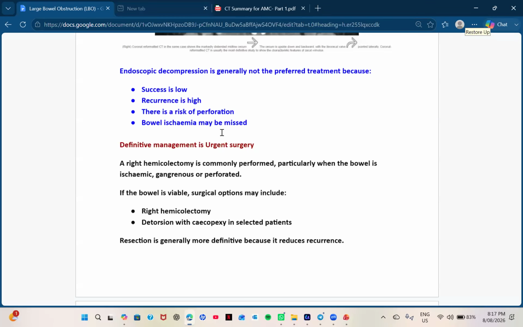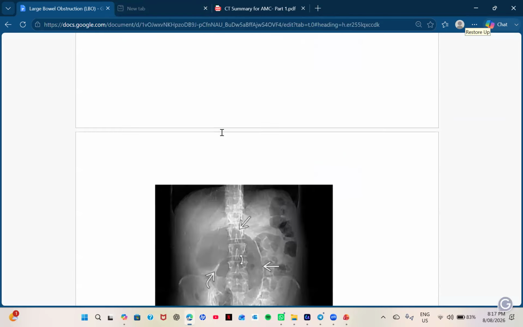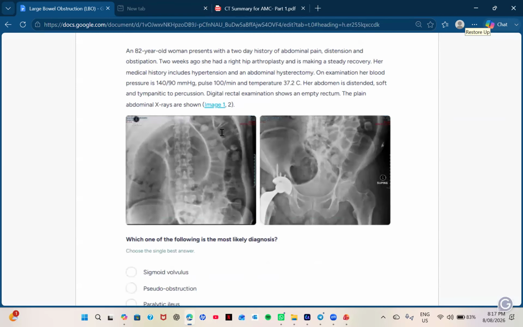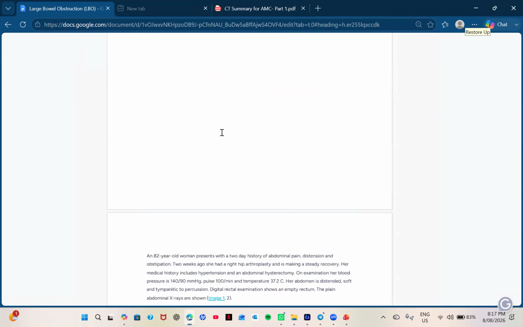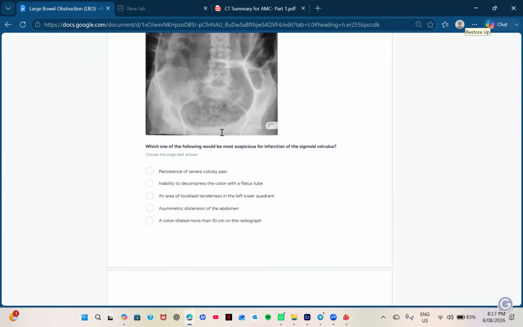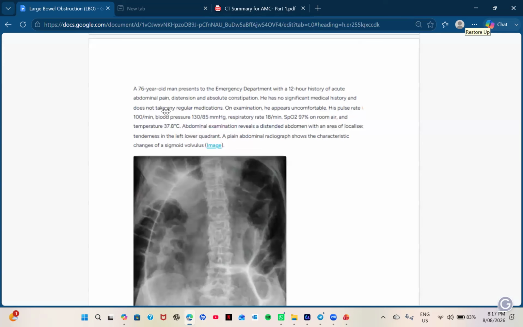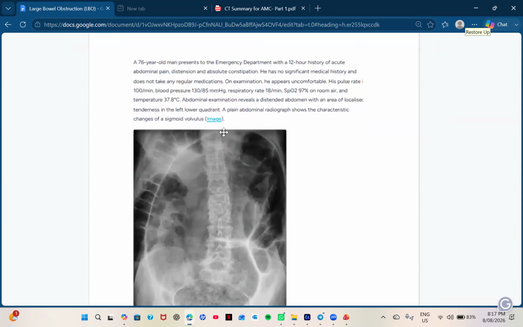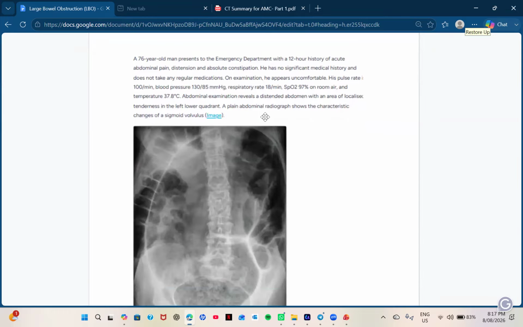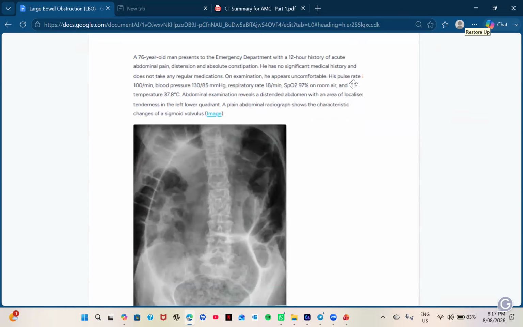Because many doctors have not attended that day, I'll do one question to understand how the sigmoid volvulus presents and the other one. So a 76-year-old woman presents to the ED with a 12-hour history of acute abdominal pain, distension and absolute constipation.